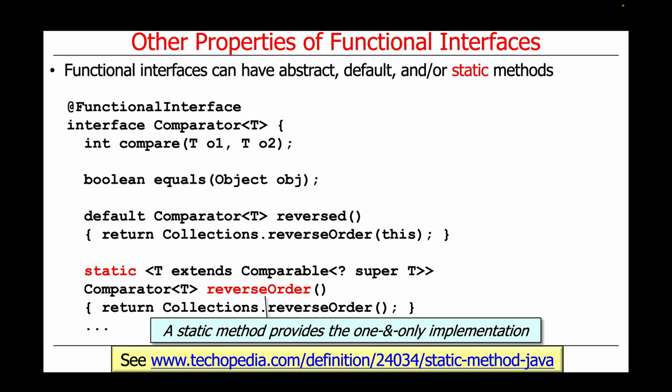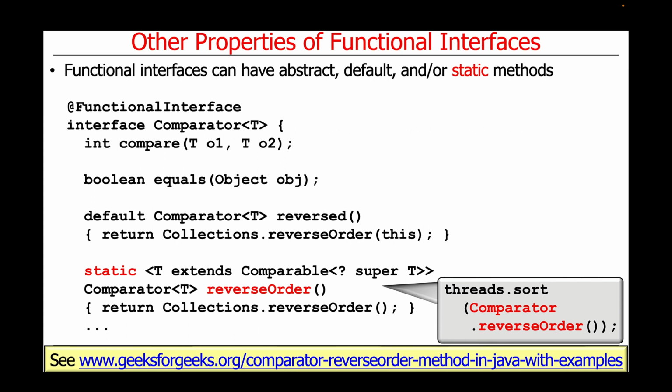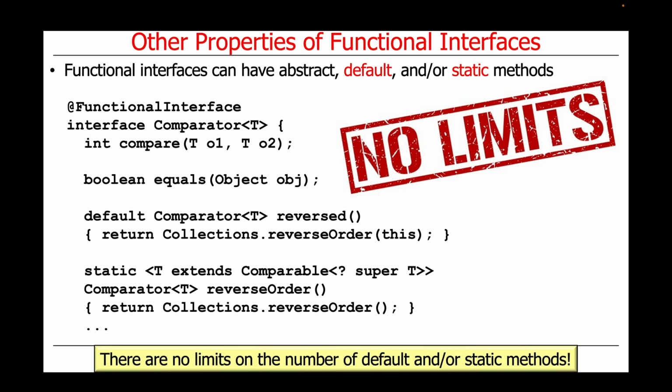Functional interfaces can also have static methods. For example, here's the reverseOrder static method defined in the Comparator interface. A static method provides only one implementation that can't be overridden or modified by subclasses. Here's a simple example that demonstrates the use of the reverseOrder static method, where we take the threads list and sort it using a Comparator that reverses the order. There are no limits on the number of default and/or static methods that can be defined in a functional interface.